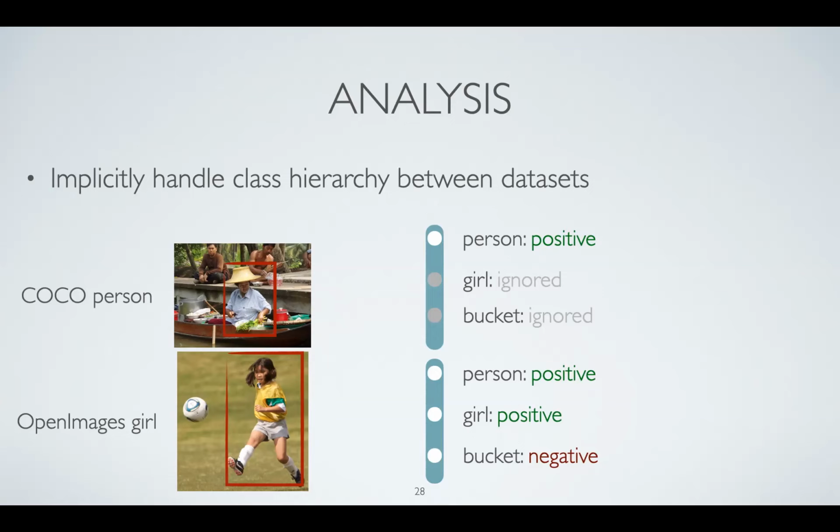And another interesting thing is, if we train on a COCO bucket, but bucket is not annotated in COCO, our loss can healthily ignore the bucket output to prevent adding a negative sample for the bucket category.